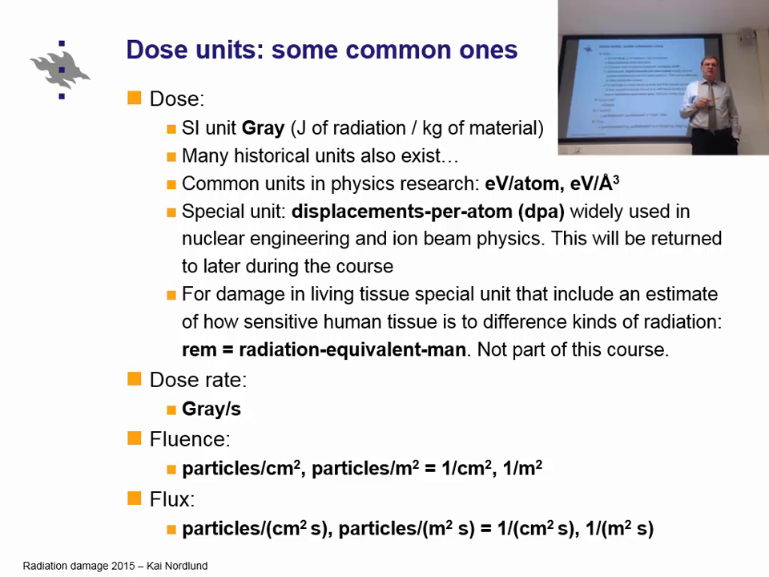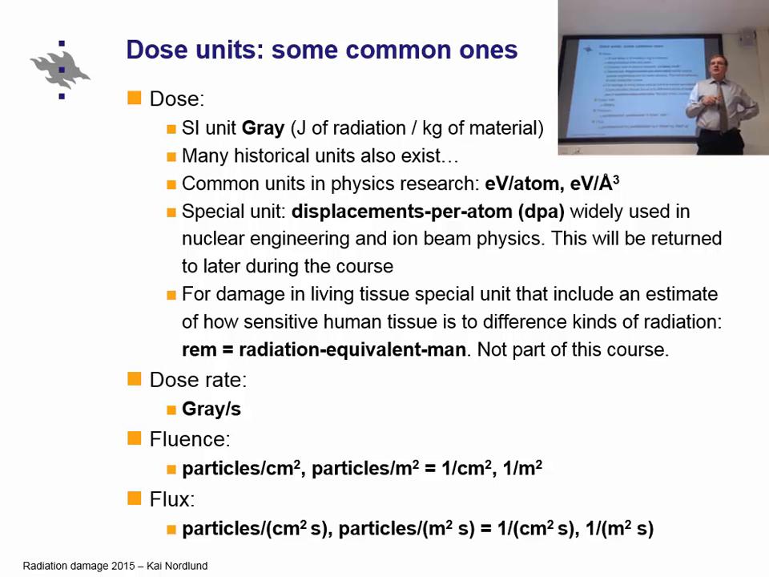In physics research, instead of these joules per kilogram, which obviously if you deal with modern atomic level physics is not very practical, it's quite common to give the dose in units of electronvolts per atom or electronvolts per volume, which can be cubic angstroms or cubic nanometers.